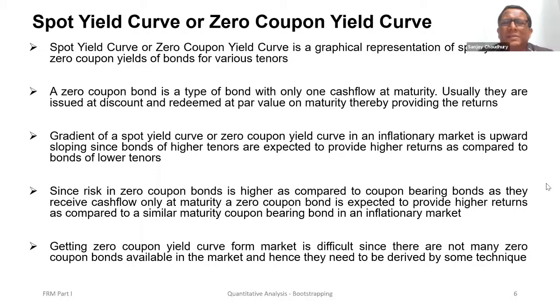We know that risk and return go hand in hand. If we have more risk in the zero coupon bond, the returns or yields expected are also higher as compared to a normal coupon-bearing bond. Getting the zero coupon yield curve from the market is difficult, as we mentioned earlier, since there are not many zero coupon bonds available, and hence the curve needs to be derived by some technique, which is what is called bootstrapping. Bootstrapping is one of the techniques used to compute a zero coupon yield curve or a spot yield curve from a normal yield curve.